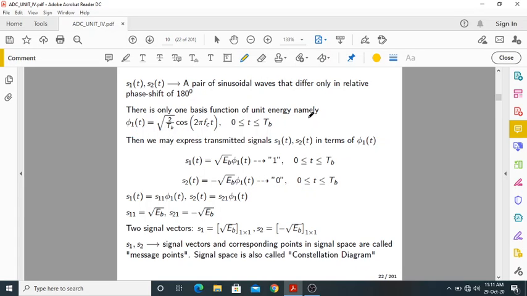Now, this is what the basis function is. Here we multiply this basis function with root of 2 by TB. Why? Because, as I told you already in the last classes, every basis function should have unit energy. If you try to find the energy of this basis function, you will get 1. So, here the square root of 2 by TB should be there. This is the first basis function.